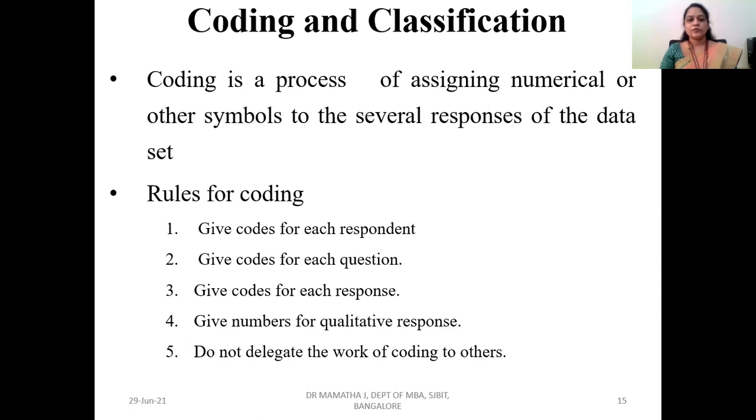So what are the rules of coding? While coding, what are the rules which we have to follow? One is give codes for each respondent, give codes for each question, give codes for each response, give numbers for qualitative responses, and do not delegate the work of coding to others.